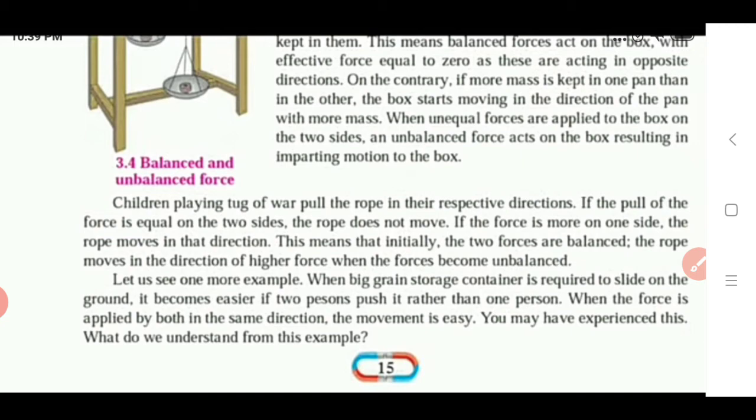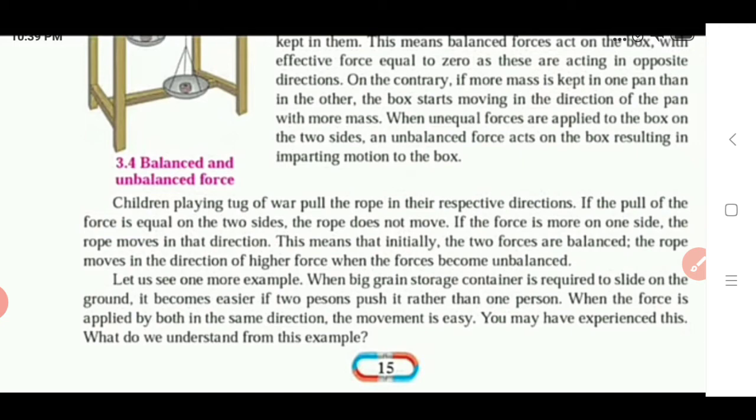I will repeat this game again: children playing tug of war pull the rope in their respective directions. While pulling the rope with the same magnitude on both sides, what happens? The pull of the force is equal on the two sides. So the resulting fact is that the rope does not move, it remains as it is. And in the second condition, if the force is more on one side, the rope moves in that direction.